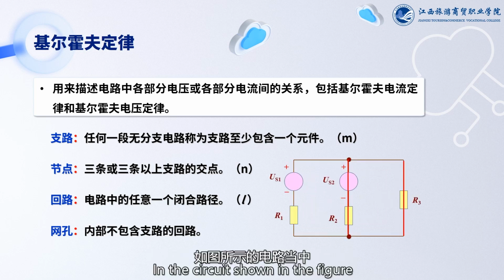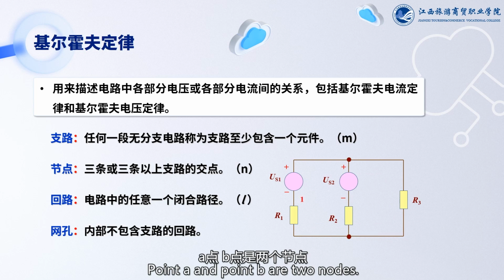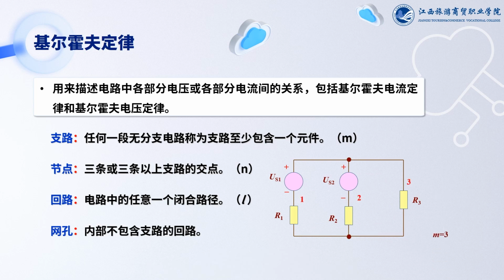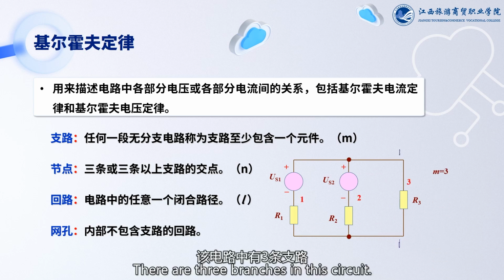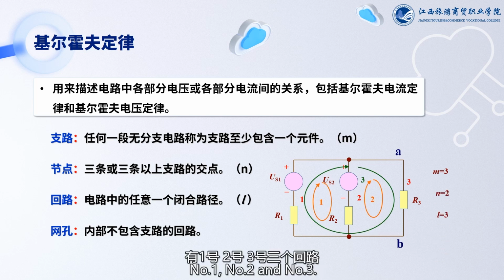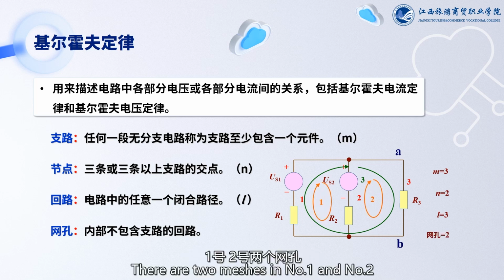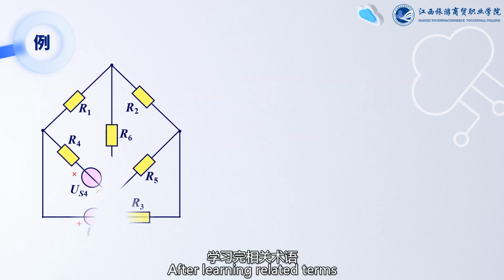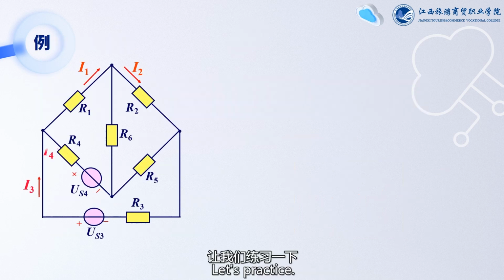In the circuit shown in the figure, point A and point B are two nodes. There are three branches in this circuit. There are three loops, number 1, number 2, and number 3. There are two meshes, number 1 and number 2. After learning related terms, let's practice.